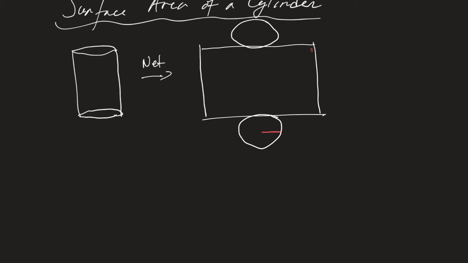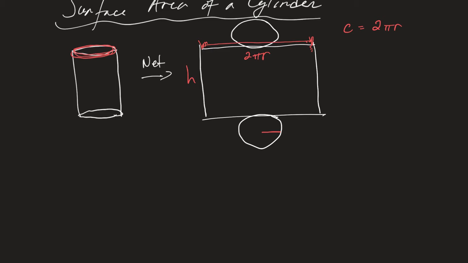The tricky part here is that the distance from here to here, so this distance here, is actually the circumference. So that distance is this distance around the circle. That's the circumference. Circumference is 2 pi r. So that distance is 2 pi r. And this is your height of the cylinder.